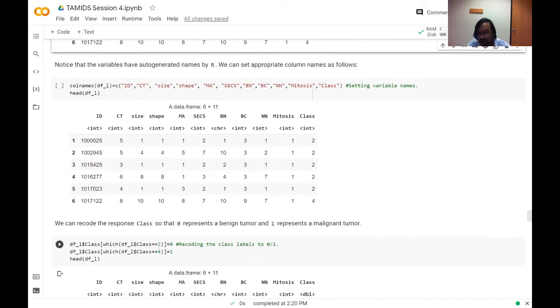Notice the double equal to that corresponds to a conditional operator where we're checking that the class is equal to 2. And then I have the single equal to, that is the assignment operator, that I'm setting them to be 0. Similarly, for class equal to 4, I set them to be 1.